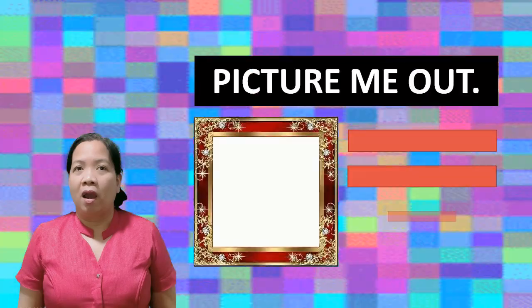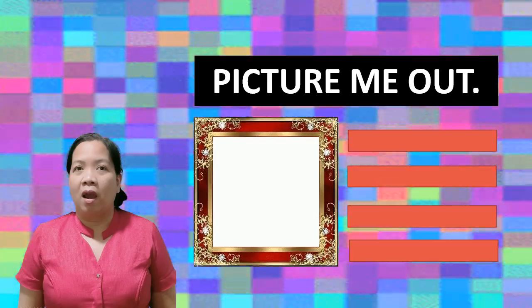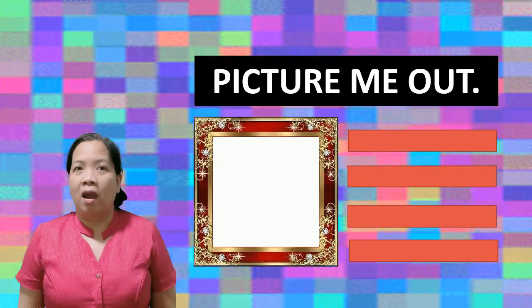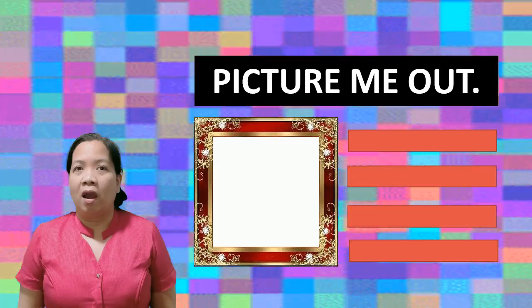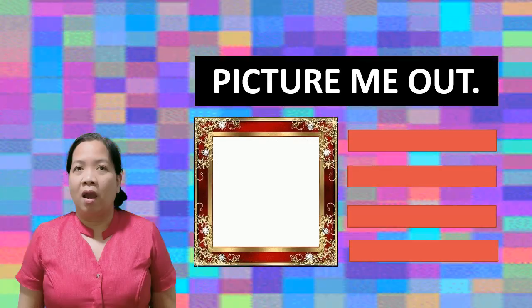Class, did you understand our lesson? Are you sure? To find out if you really do, let us have this activity. The title of this activity is Picture Me Out. I will show you a picture. I will give you four options where you can find the correct answer. I will also give you statements that will help you picture out the answer. Is that clear? If yes, let us start.